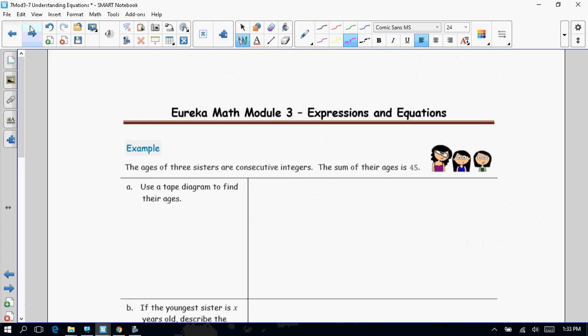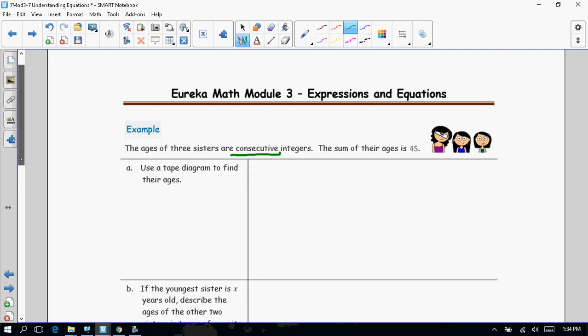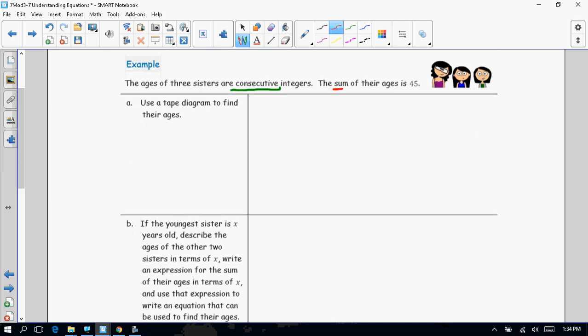Top of page 54: the ages of 3 sisters are consecutive integers. Okay, vocab. Consecutive: 3, 4, 5, they're consecutive. A, B, C, they're consecutive. They're all right in a row. Integers tells me that they're whole numbers, right? And their ages, when combined, the sum, the addition of their ages is, there's your equals, 45. So let's go with X being the little sister.